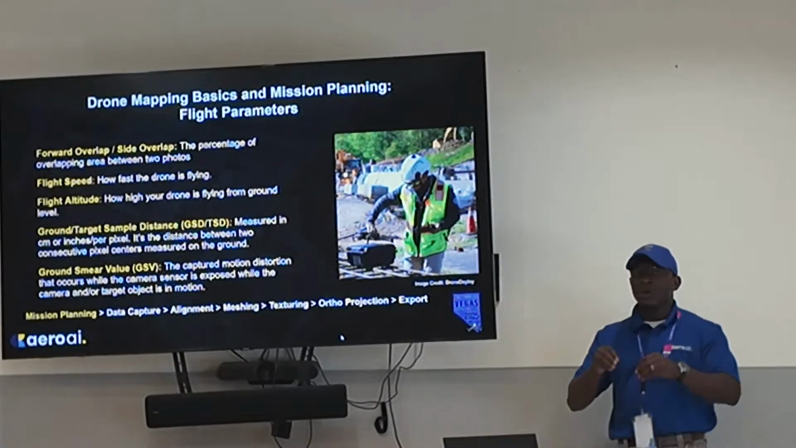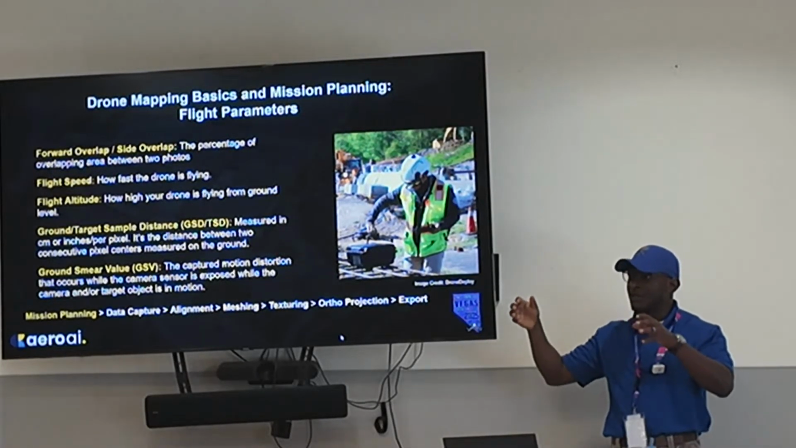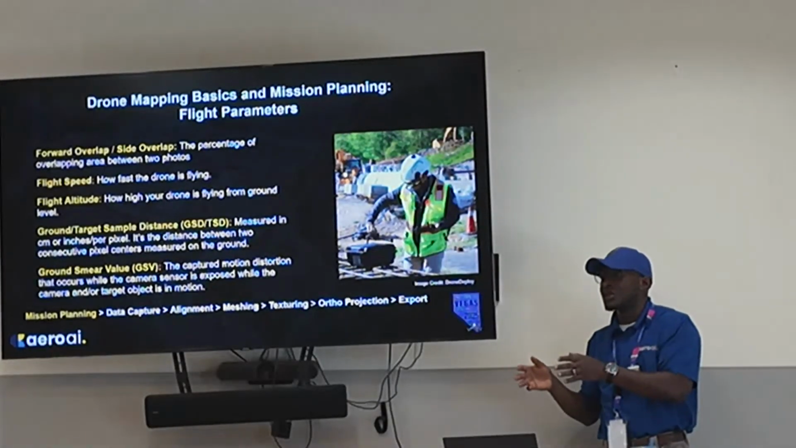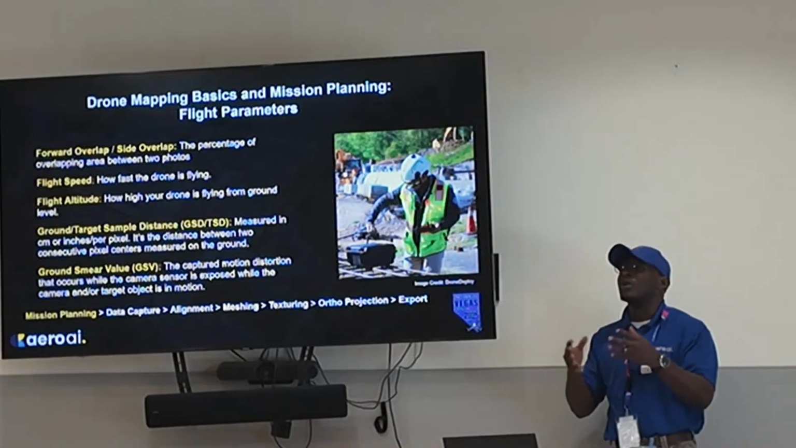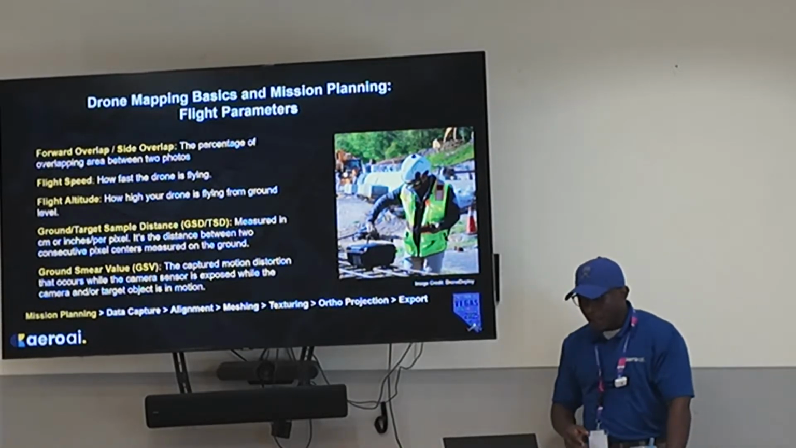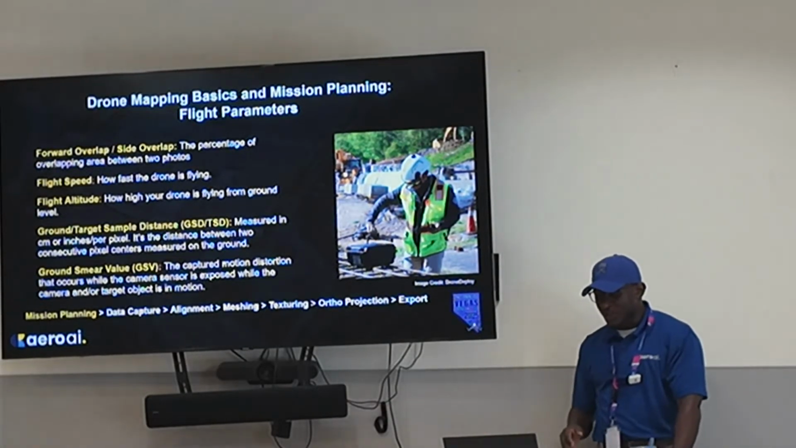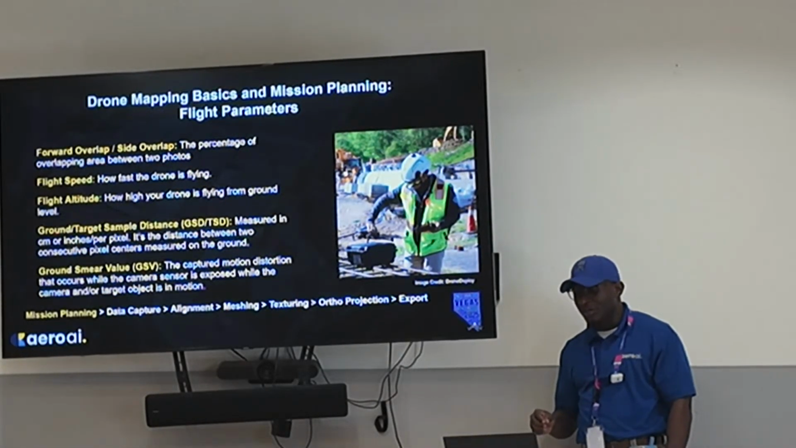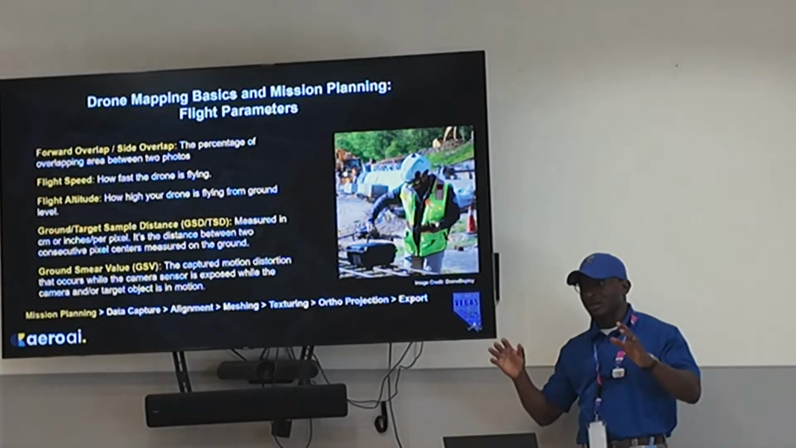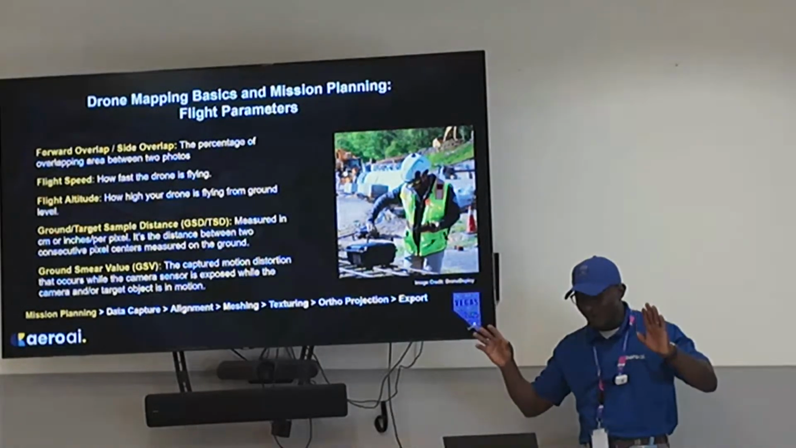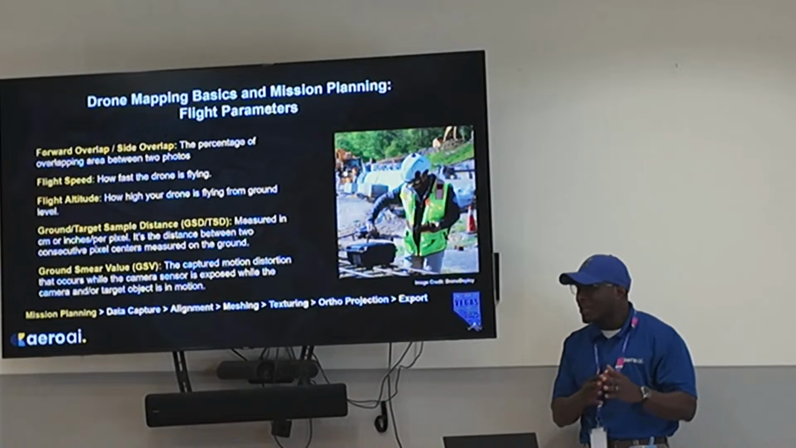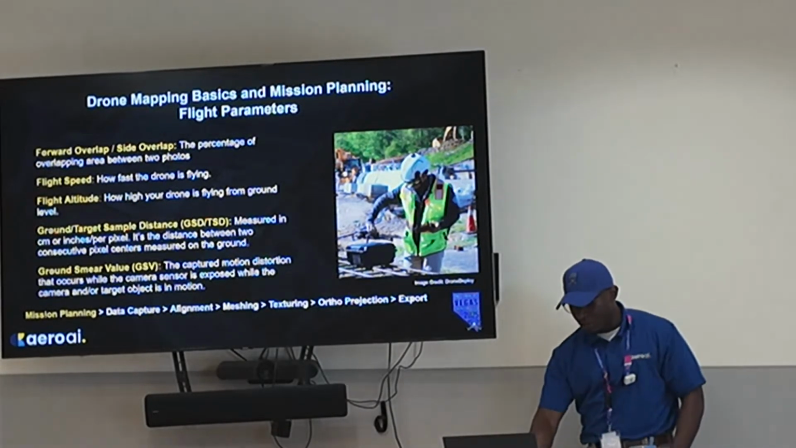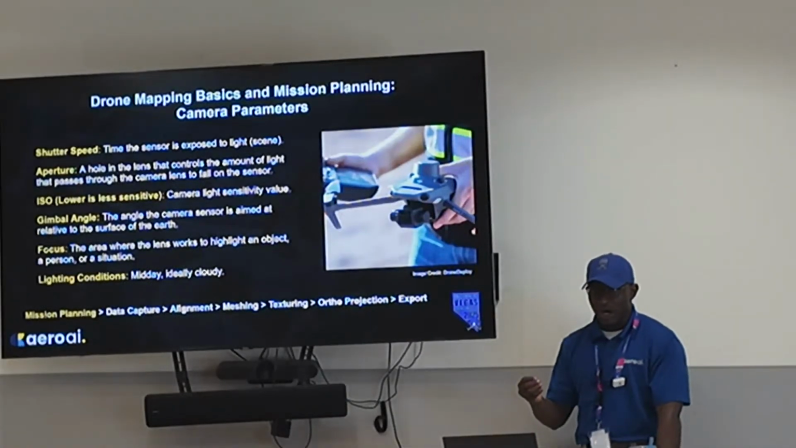In the software program, when you put in 200 feet, for instance, it would automatically adjust the ground sampling distance of your images, so you don't have to manually input this information. Ground smear value is the captured motion distortion that occurs while the camera sensor is exposed, while the camera and/or target objects are in motion. Again, these are just high-level concepts that I'm trying to share. I don't think I need to go that deep into them, but you can spend some more time looking up this information as well.